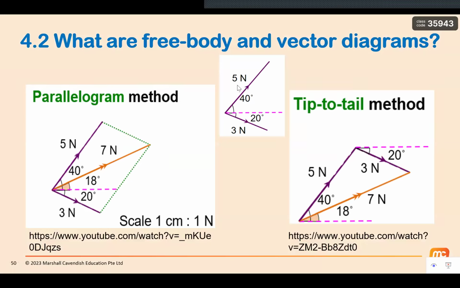So I have two forces. One of them is 5 Newton and one of them is 3 Newton. And these two forces are not parallel to each other. So the 5 Newton force is 40 degrees to the horizontal, and the 3 Newton force is 20 degrees to the horizontal. So they are acting like this. Okay, I know that as a result of this 5 Newton and 3 Newton, I will have a resultant force towards the right side somewhere between the 5 Newton and 3 Newton. But how do I determine this resultant force?